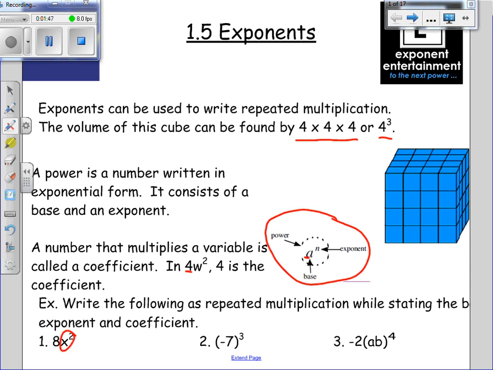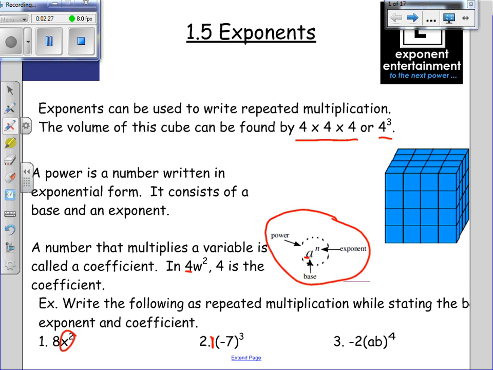Next one. What's the coefficient? There is no coefficient on this one. So the coefficient would be an invisible 1 at the front. What's the exponent? 3. What's the base? -7. Because it's inside the brackets together, it's -7 as the entire base, which means you want to punch in your calculators that as well. And what's the power? -7 to the power 3.